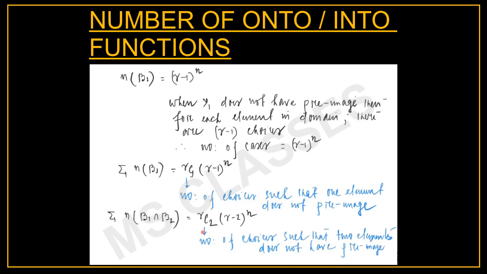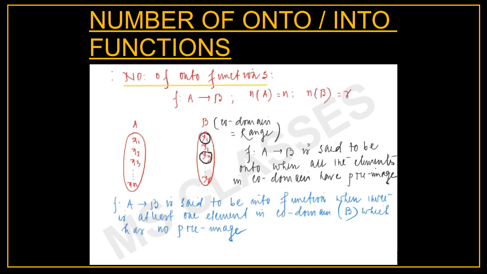Similarly, we have to consider the other cases also. In the summation of N(B1 intersection B2 intersection B3), here we have rC3 times the number of choices such that three elements don't have a preimage, (r minus 3) to the power of n. Because now we are dropping another element.